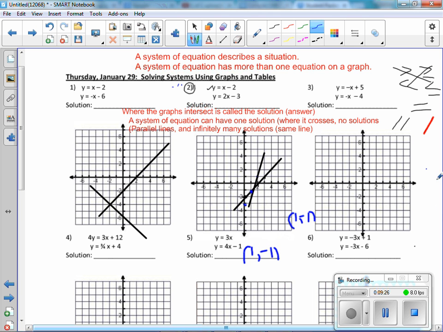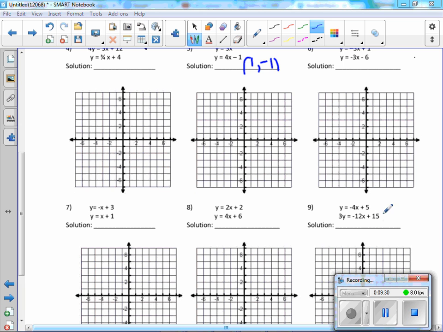Okay, I'm going to do one where you have to change to y equals. Look at number 9. Number 9. So the first one is already in y equals. So let's go ahead and graph that. What is the y-intercept? You got it. It is 5. Y'all are so smart. There you go. We're going to mark it right there. So what is the slope? It's negative 4.